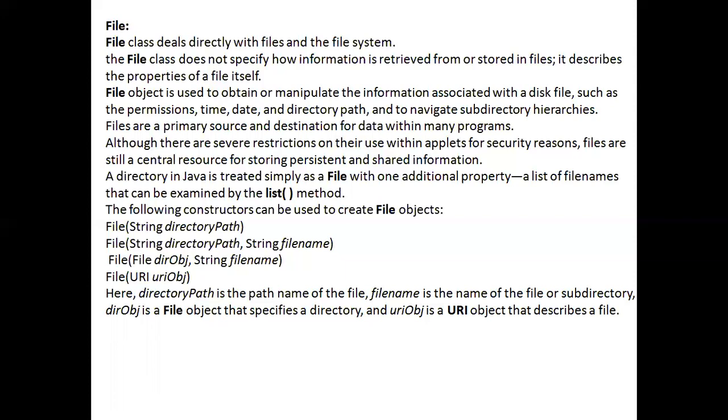File is nothing but a collection of information. There may be a number of files, and we can store a number of files in a single directory. Directory is nothing but a folder. Every file should have a unique name. The name of the file should be unique.